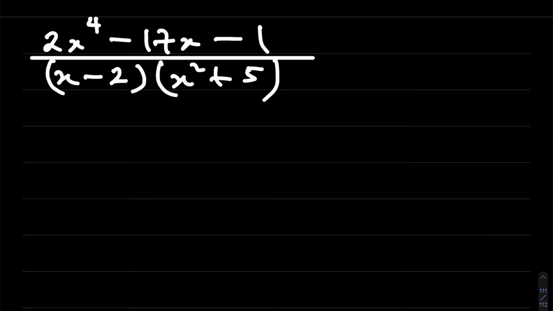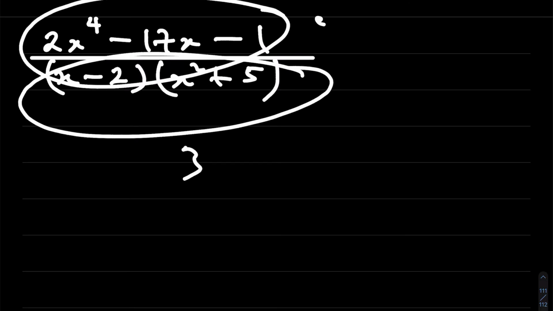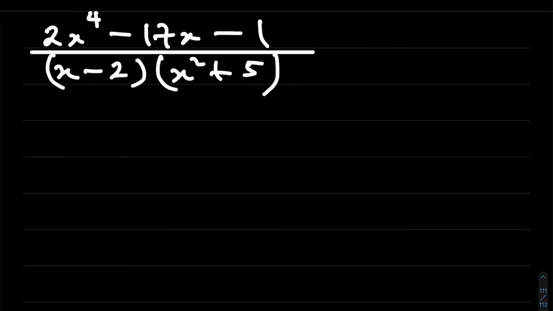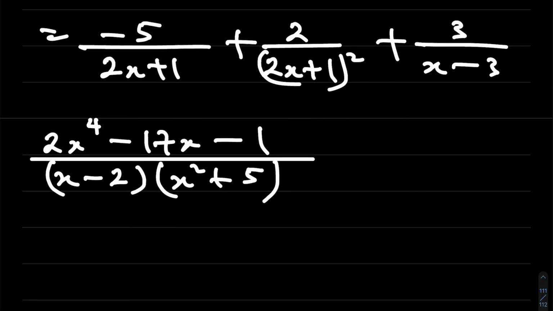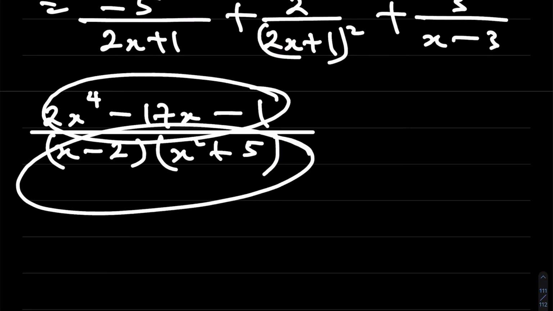Now we can see that this fraction is an improper fraction because the degree of the denominator is 3 and that of the numerator is 4. And before you resolve an improper fraction into partial fractions, you have to divide the numerator by the denominator. So that's the first thing I'm doing. I'm dividing this numerator by the denominator.